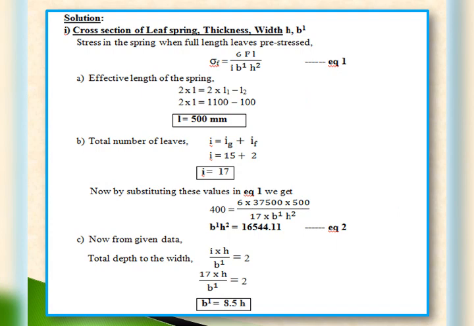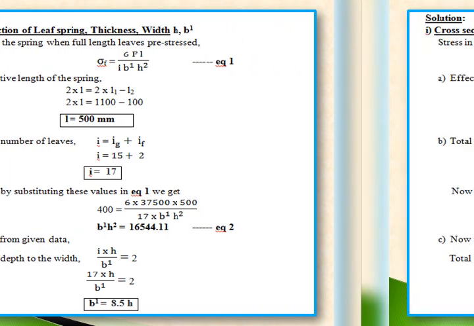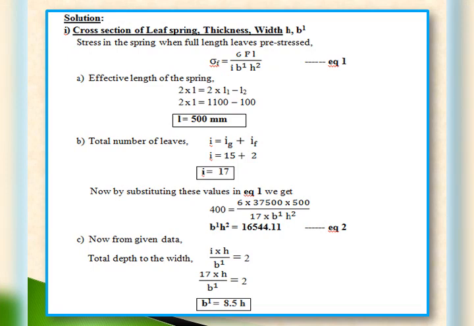Now in that, the first unknown F we already have, that is 37,500 Newton, and sigma_f is given as 400 Newton per mm². L is nothing but the effective length of the spring, which can be evaluated using the fundamental equation 2L = 2L1 minus L2, where 2L1 is the center to center distance and L2 is the band length. By substituting the values, 2L = 1100 minus 100, so the effective length L is equal to 500. So for equation 1, L is also done.